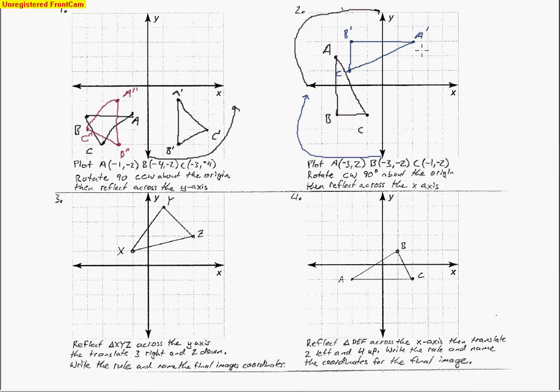So we count the spaces to the x-axis, and it looks like A is 3 spaces, so it's just going to go 3 spaces on the other side. So that put us right there. That's A double prime. B, same thing. It's 3 spaces from the x-axis, so just 3 spaces on the other side.